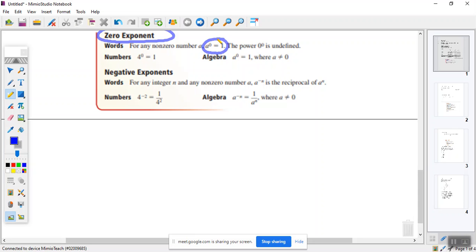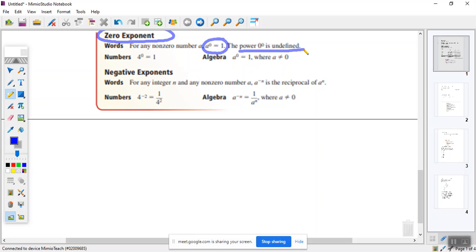If I had 22 to the 0 power, what would that equal? If I had negative 66 to the 0 power, what's that going to equal? Anything to the 0 power will equal 1, with the exception of what, kids? What's it say right here? 0 to the 0 power is undefined.